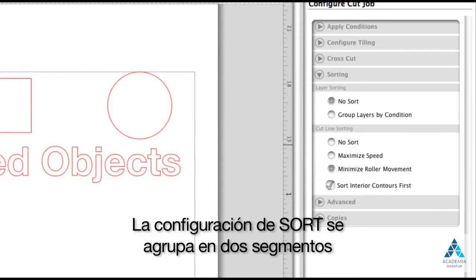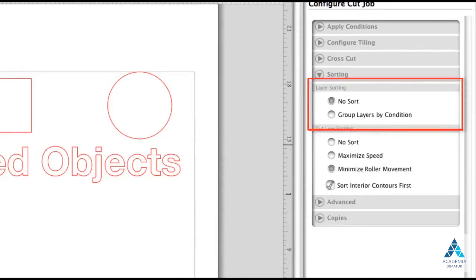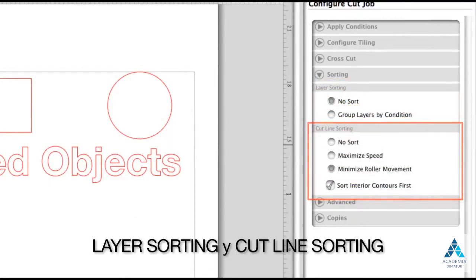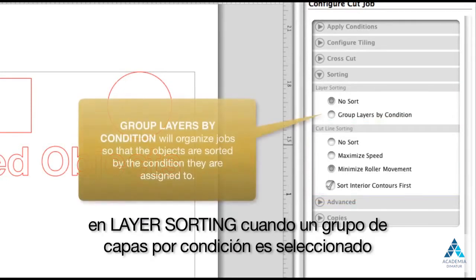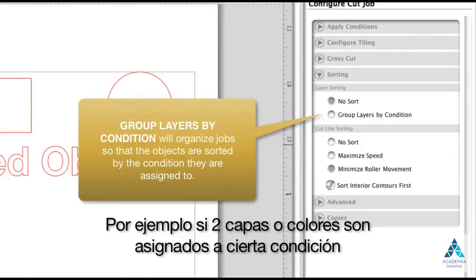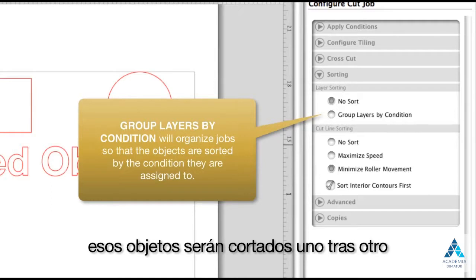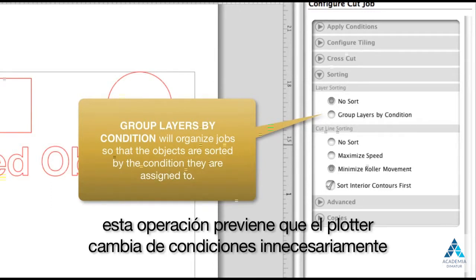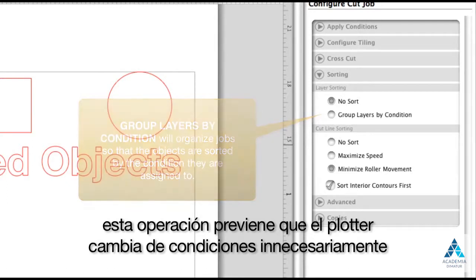The sort settings are grouped into 2 segments, layer sorting and cut line sorting. Under layer sorting, when group layers by condition is selected, it will organize the job so that the objects are sorted by the condition they are assigned to. For instance, if 2 layers or colors are assigned to a certain condition, those objects will be cut in succession of each other. This operation prevents the cutter from switching between conditions needlessly.